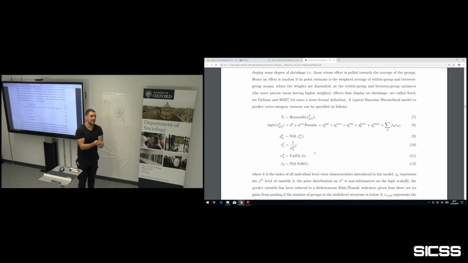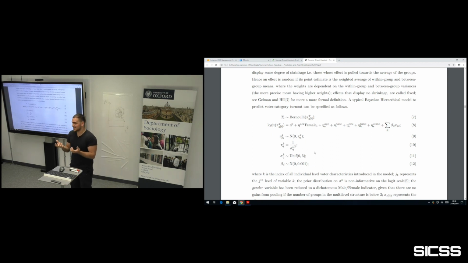So for instance, if you observe only one individual with low education, then your estimate for the low education effect is going to be very close to the average of the 4 effects. Why? Because that estimate is very imprecise in your sample. Whereas if you have a lot of observations for low education, but very few for the other 3, the effects of the other 3 are going to be shrunk towards the effect of low education. Did that make sense?